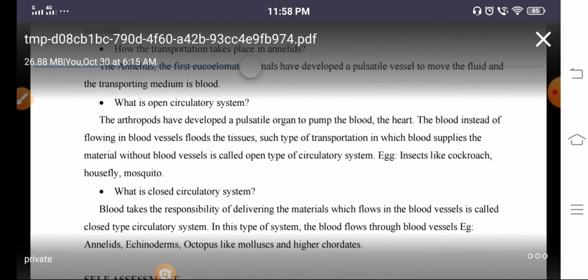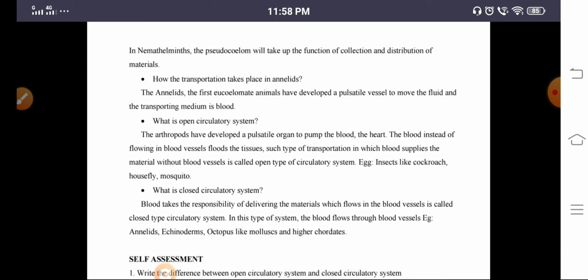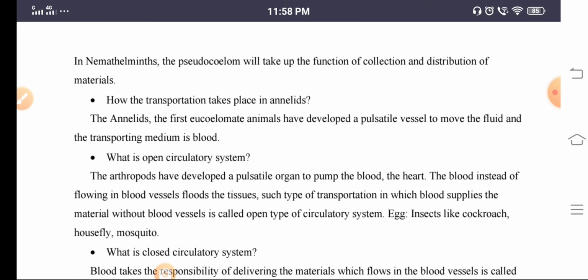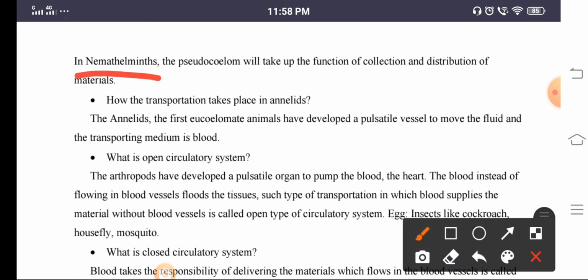Now let us move on to nematohelminthes. Example in nematohelminthes, what we can see are the worms. Nothing but worms, for example roundworms. We can see Wuchereria bancrofti and Wuchereria malayi. These belong to worms.